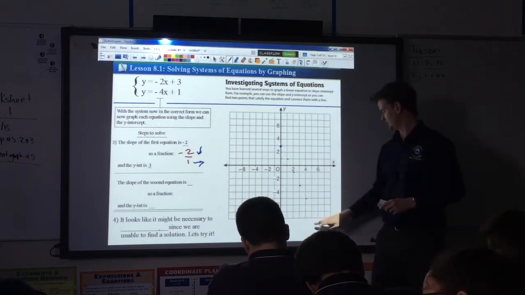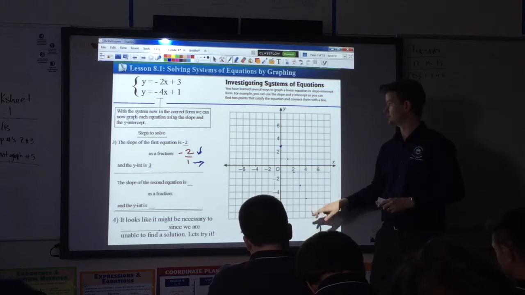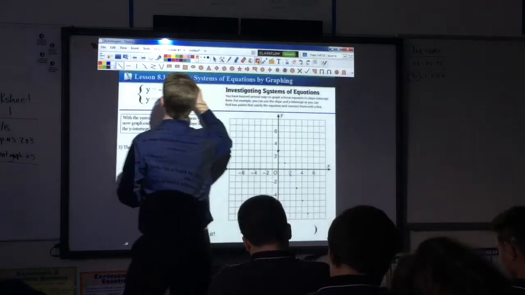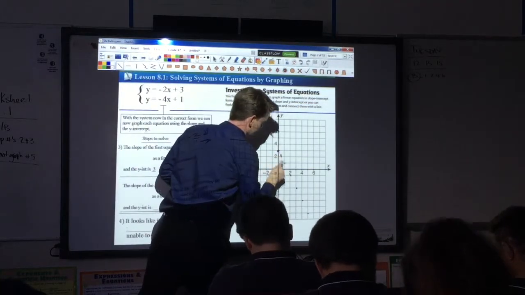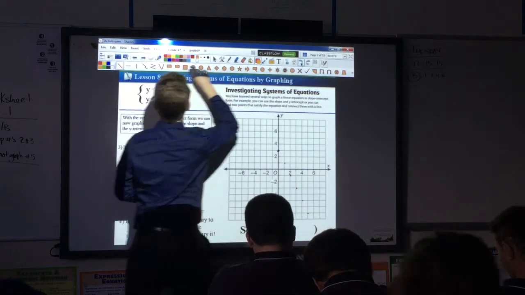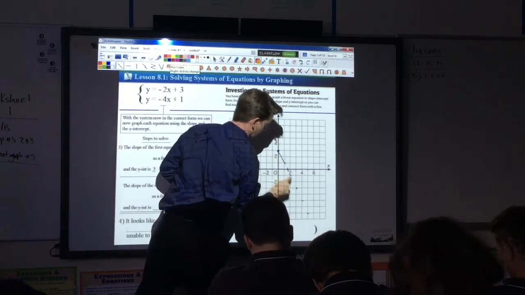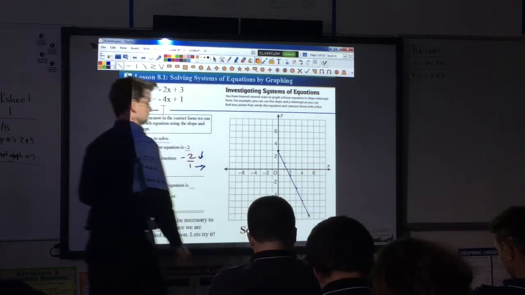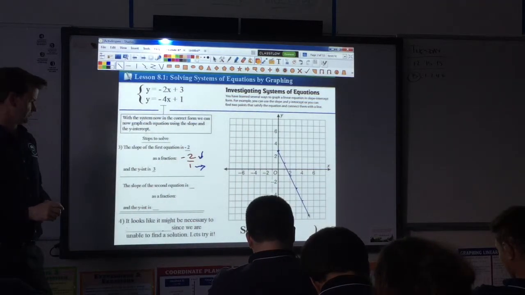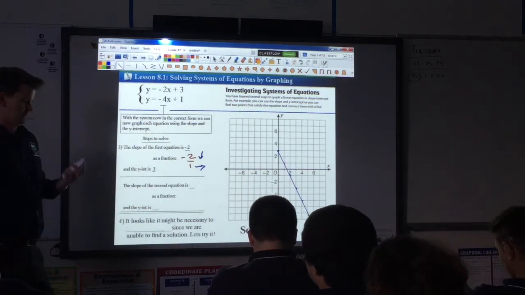Let me back this out a little bit. And I will connect all these points with a line. Don't draw any arrows yet. You'll see why when I get there. So we'll connect all these with a line. Okay, so we got the first one graphed. We need to do the second one now.